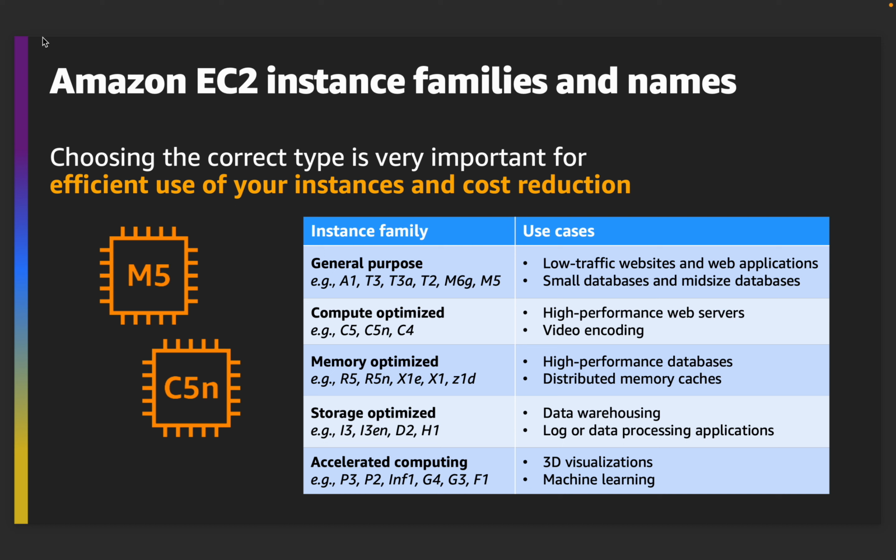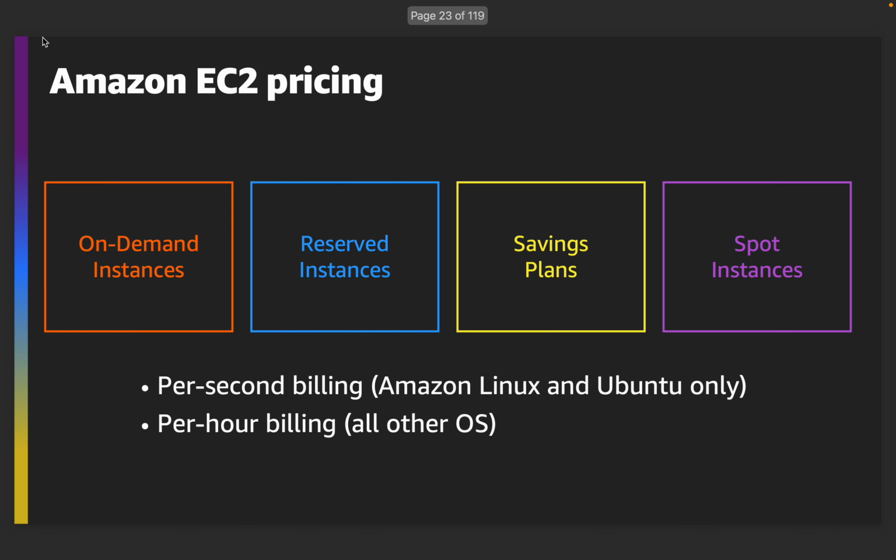If you use data warehousing, log data processing applications, then we use the storage optimized families like I3, D2, H1. If you need high performance databases, distributed memory caches, then we use X1, X1e and z1d, R5. If you use high performance web servers, video encoding, compute optimized, use C5n, C5 and C4. Low traffic websites and web applications, small and medium size databases, we use general purpose A1, T3, T3a, T2. So these are the classifications.